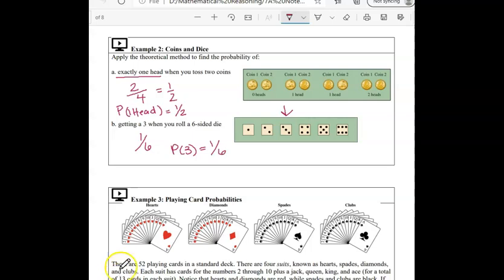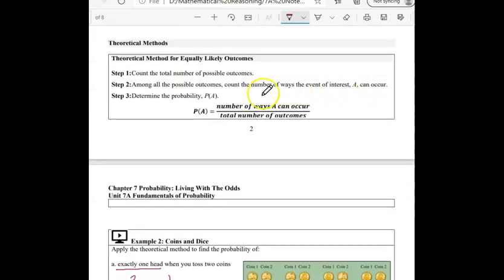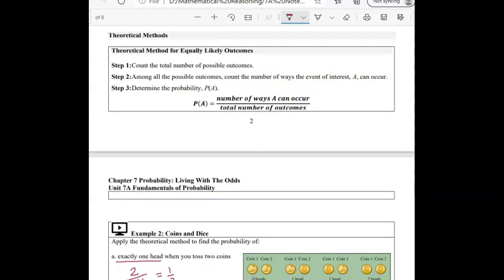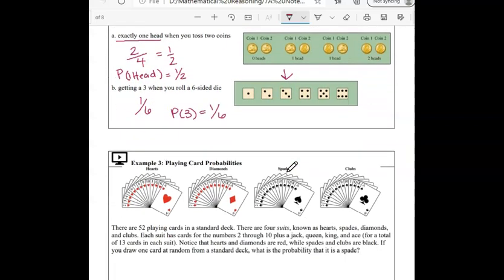Okay, let's just go back and look at the formula, make sure we're okay. Remember that we're doing the number of ways A can occur out of the total number of outcomes. So when we looked at these, we had 1 head here and 1 head here, which got us our 2, and then there were 4 outcomes, so that's why we were dividing by 4. We have 6 possible things that could happen, so that's why we've got 6 on the bottom, and one of them gave us the 3. That's why we have 1 on the top.